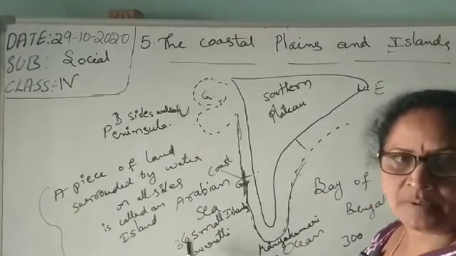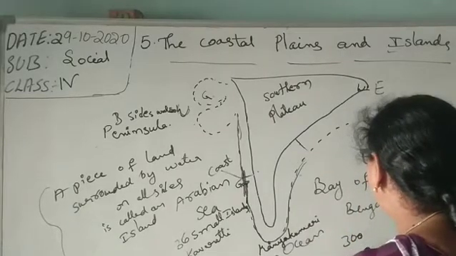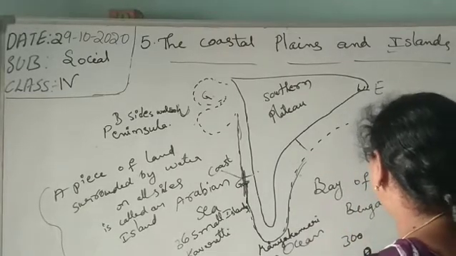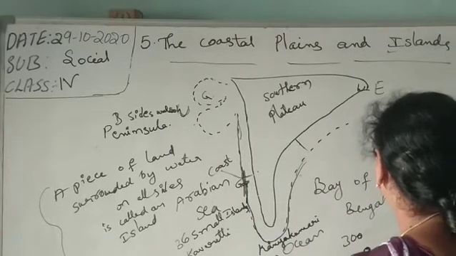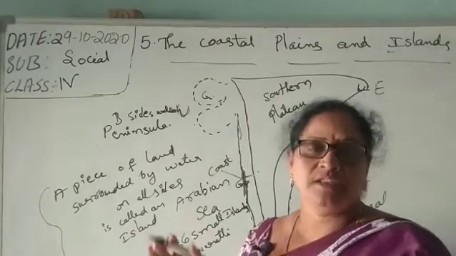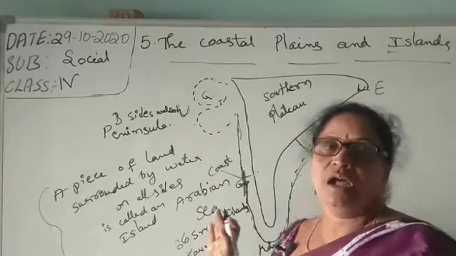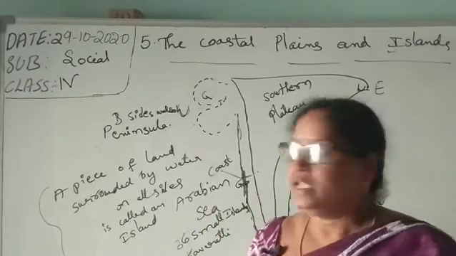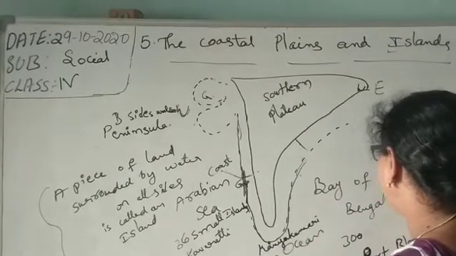Lakshadweep Islands' capital is Kavaratti, and the Bay of Bengal's capital is Port Blair. Port Blair is also one of the islands among these 300 islands. Port Blair is the capital city of the Andaman and Nicobar Islands. In the Bay of Bengal, there are the Andaman and Nicobar Islands.